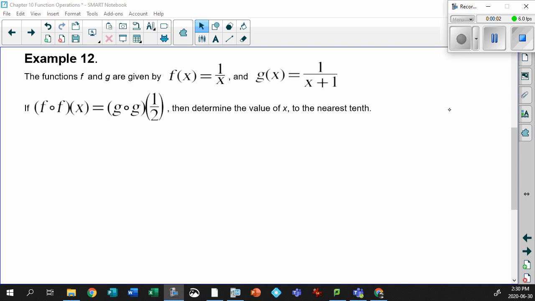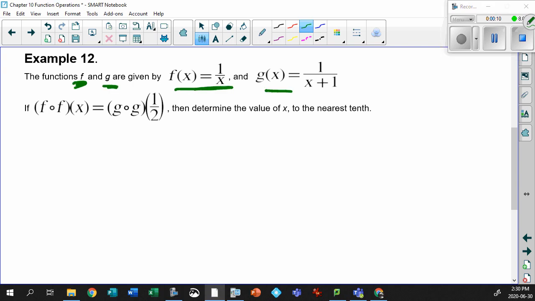Take a look at the monster question we got here. Check this out. It says two functions are given, f of x and g of x, are given to be this and this. But look what happens. I want you to evaluate something for me. Tell me, what is this original x? Wait a second.